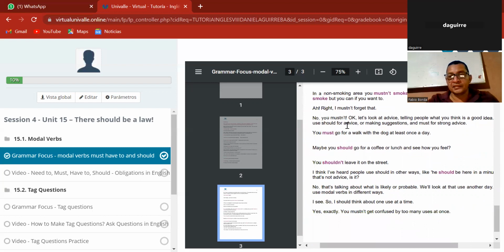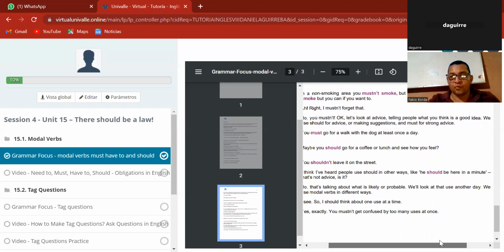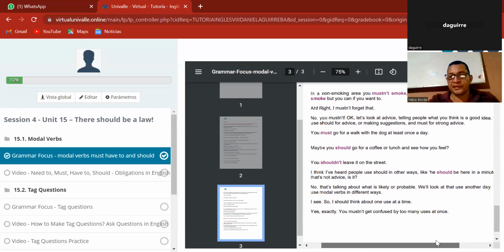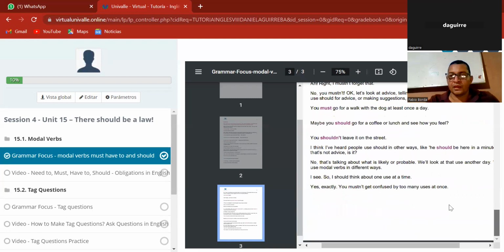No, you mustn't. Okay, let's look at advice, telling people what you think is a good idea. We use should for advice or making suggestions, and must for strong advice. You must go for a walk with the dog at least once a day. Maybe you should go for a coffee or lunch and see how you feel. You shouldn't leave it on the street.